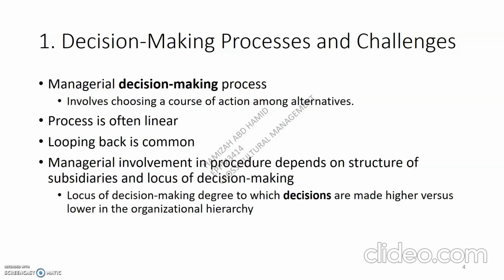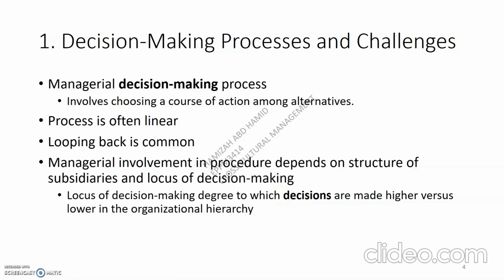The managerial decision-making process involves choosing a course of action among several alternatives. Usually, the process is linear, but it is common for managers to look back, or go backwards, in their decision-making process. The involvement of managers in the procedure will depend on the structure of the subsidiary and also the locus of decision making.